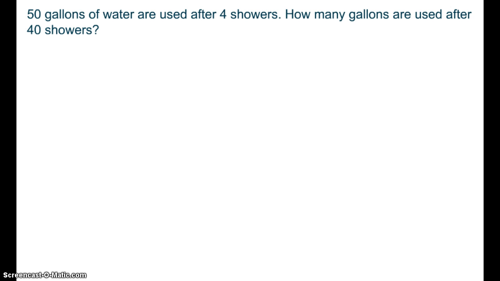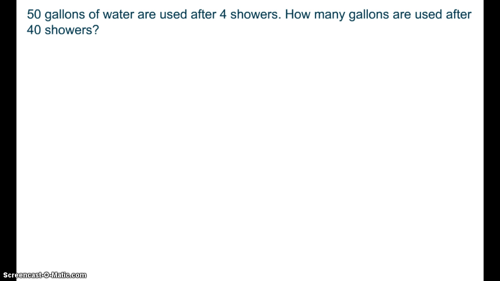Practice with rates. I want you to write down this problem. 50 gallons of water are used after 4 showers. How many gallons are used after 40 showers? So write this problem down, and then let's use a ratio table to solve this problem.